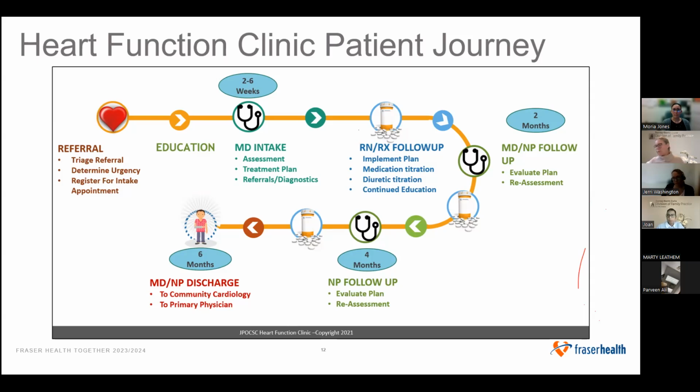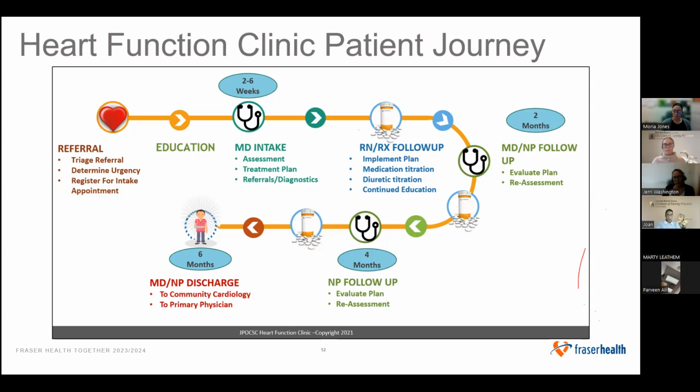So as we move along the patient journey, every 2 months, our clients are brought into the clinic for an in-person comprehensive assessment, which is generally completed by our nurse practitioners. So it's very consistent follow-up.